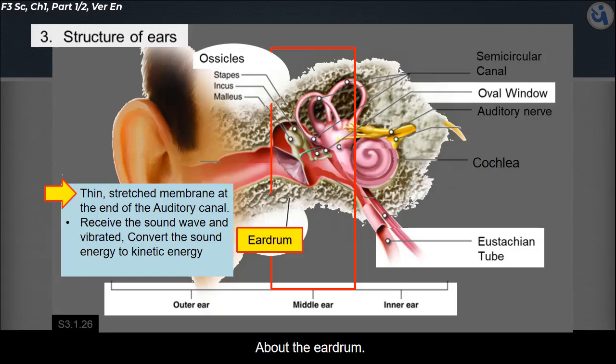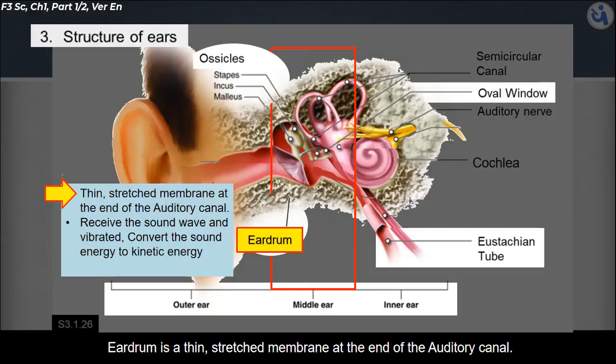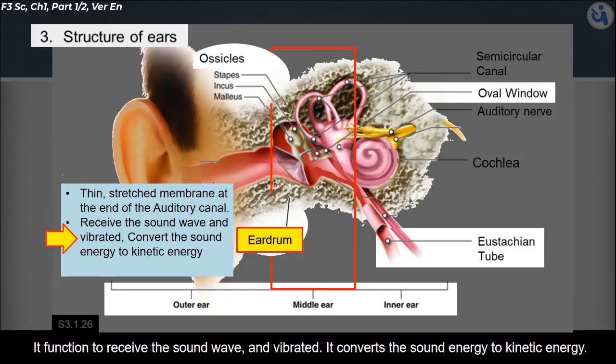About the eardrum. The eardrum is a thin, stretched membrane at the end of the auditory canal. It functions to receive the sound wave and vibrate. It converts the sound energy to kinetic energy.